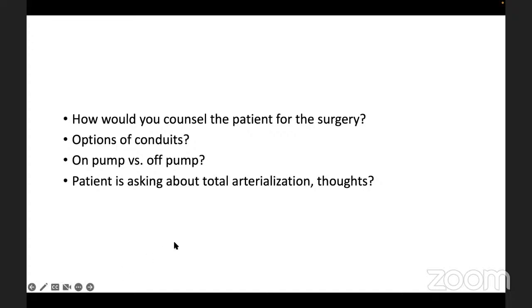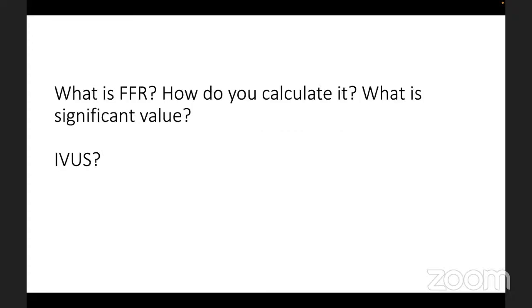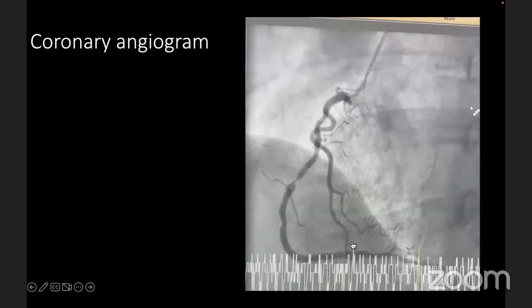The OM, I don't think it's more than 90% to use the radial over it. And the right also is not more than 90. So I will be ending up using LIMA and the RIMA, one over the LAD and one over the RCA.